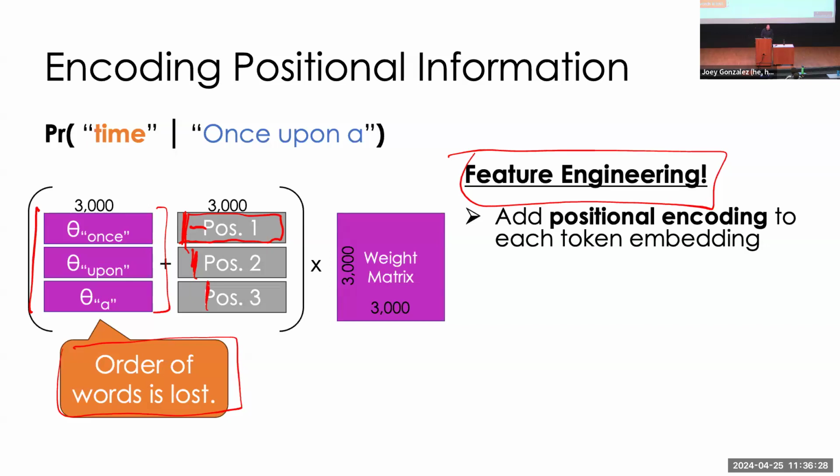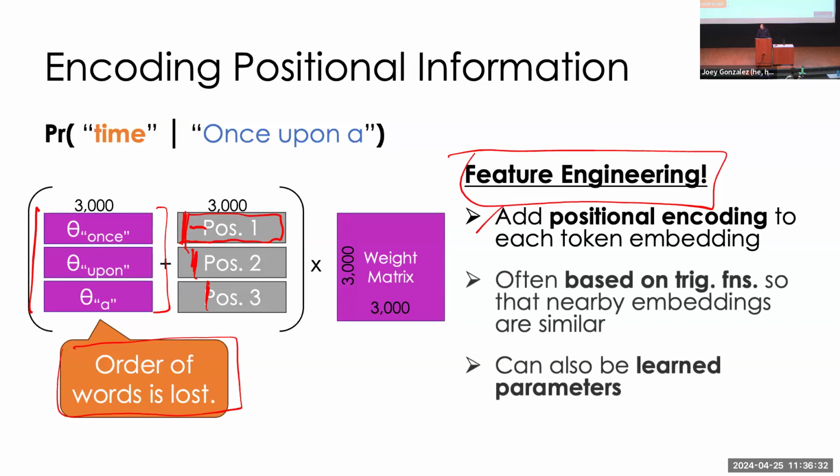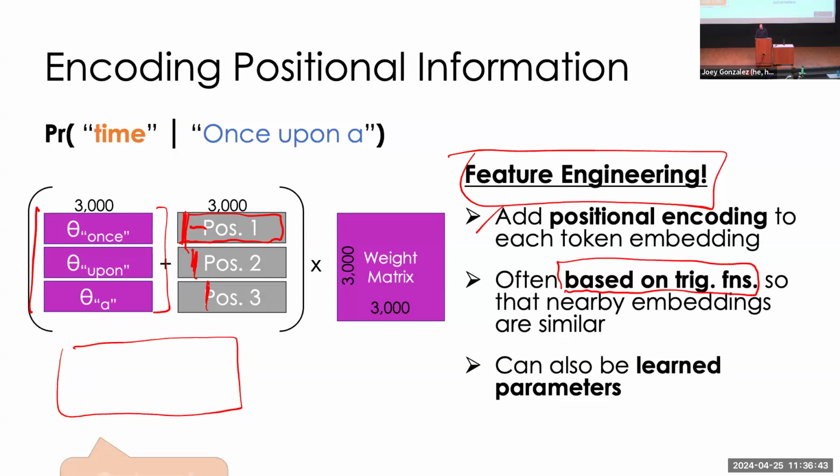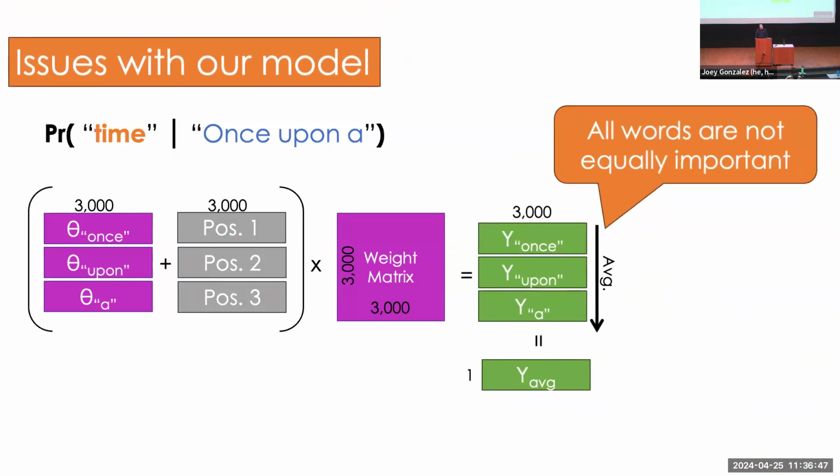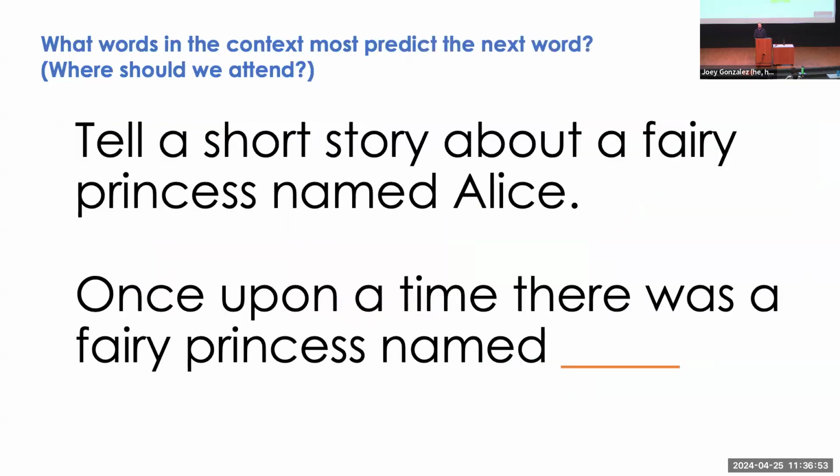There's machinery for doing this. You could read papers about it or just trust the machinery. It is often based on trig functions for those who want to get more into the math. This is pretty neat stuff, how they do this. But again, out of scope for this lecture. Okay, all right, so now we've encoded position information. Not all words are equally important. This turns out to be a big deal.